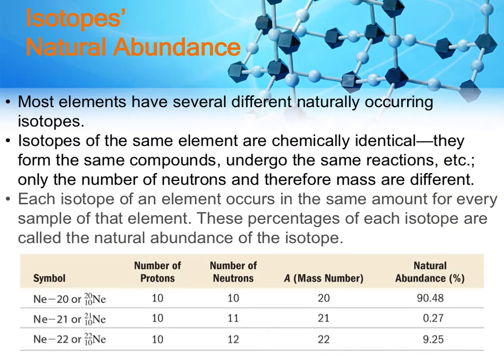I need to make a correction here. All elements have multiple isotopes that are naturally occurring. So even though isotopes have different number of neutrons and different mass numbers, they act chemically identical. And you'll find as you learn more chemistry that primarily what determines the chemical reactivity of an element is the number of electrons that an element has. So the fact that isotopes have different number of neutrons does not affect the chemical reactivity.